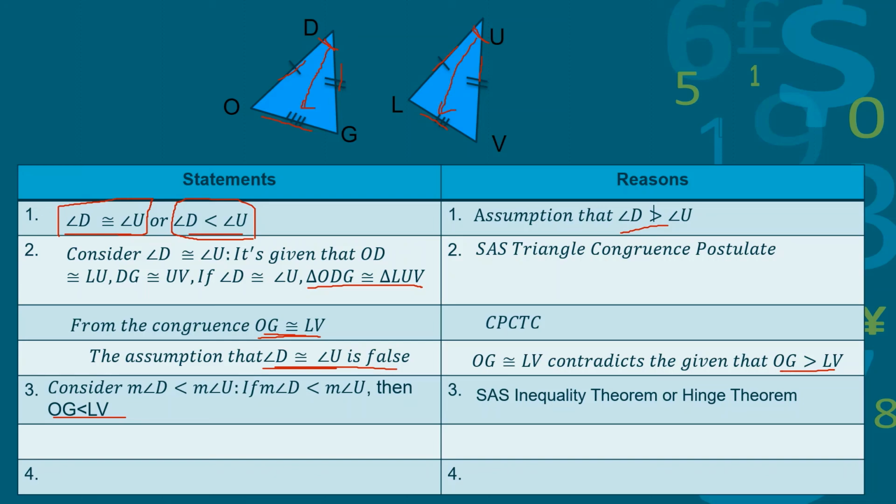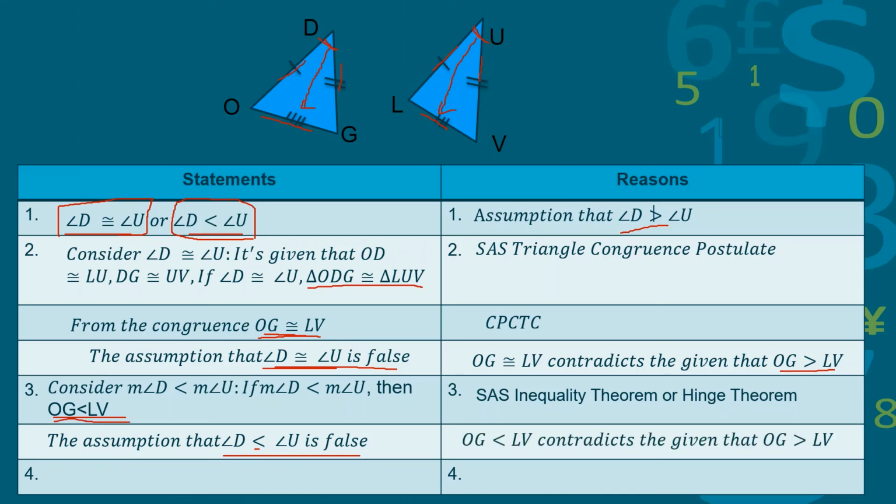Now, kung naging less than ang OG sa LV, we can say that our assumption na angle D less than angle U is false. Bakit? Kasi kung ito ay naging less than, yung kanilang opposite side ay magiging less than din. Okay? Which contradicts that OG is greater than LV. Kasi given natin OG greater than LV. Pero ang lumalabas kapag ginamit natin yung assumption natin, magiging OG less than LV. It contradicts the given. That's why it's false.